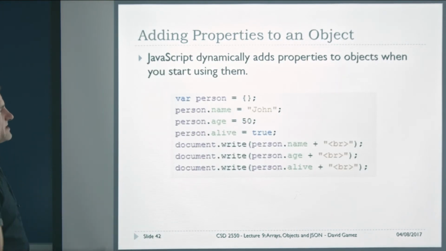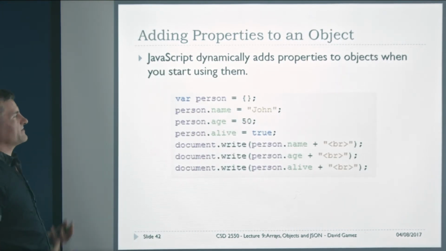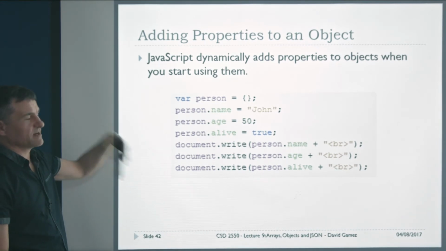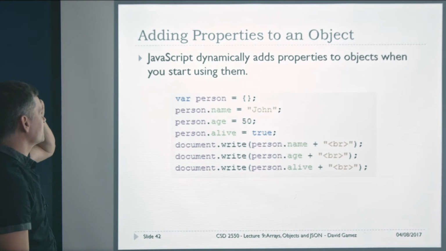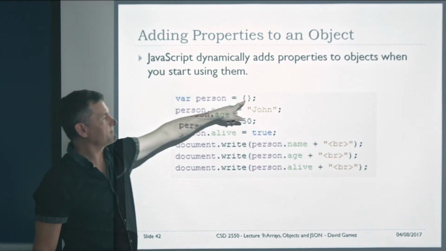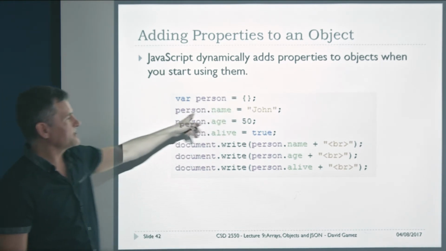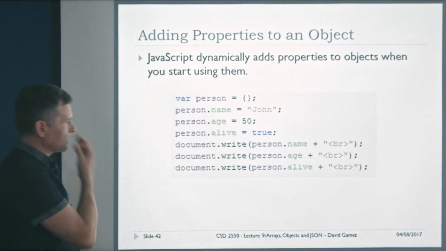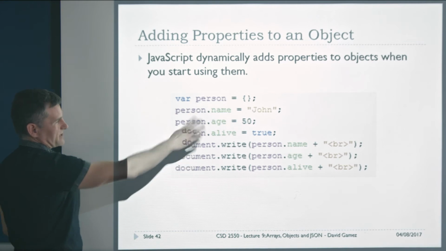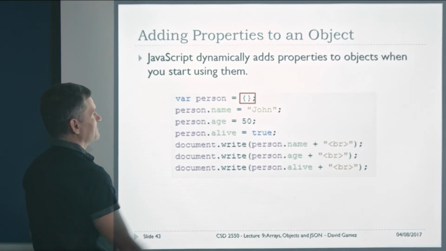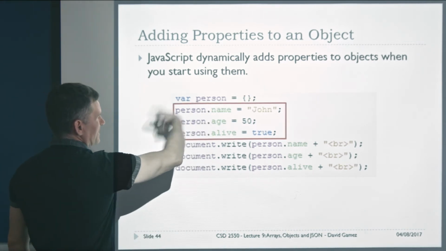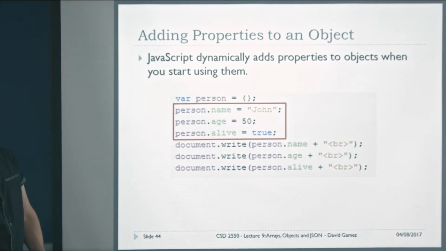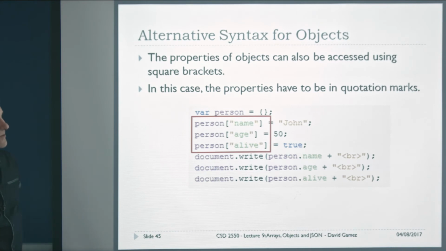We can also add properties to an object. JavaScript has that wonderful flexibility to it, which obviously you can hang yourself with, but at the same time, can be great in some contexts. So here we can just create an empty object, right? And then we can just assign properties to that object, person.name, person.age, person.alive, and then when we output it, we get the same, John, 50, alive, whatever. So empty object, and then we can dynamically add properties to it, and we can keep adding properties as much as we like.